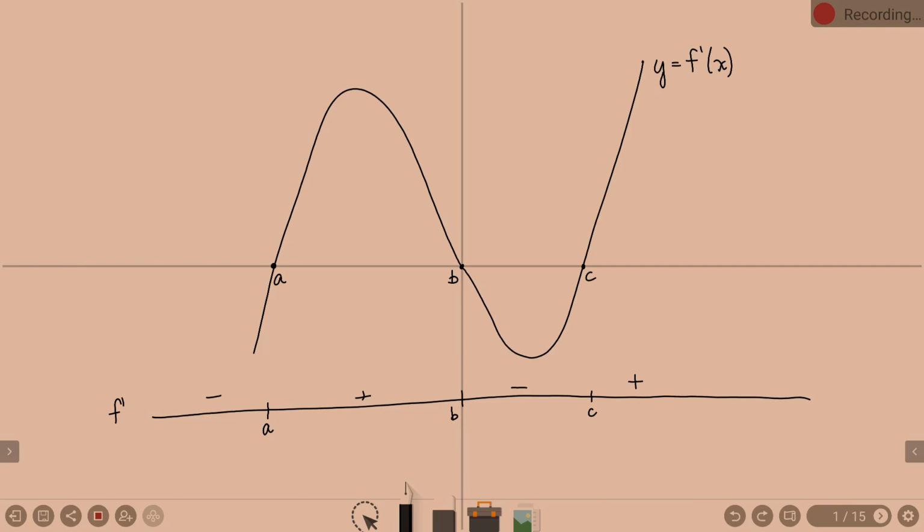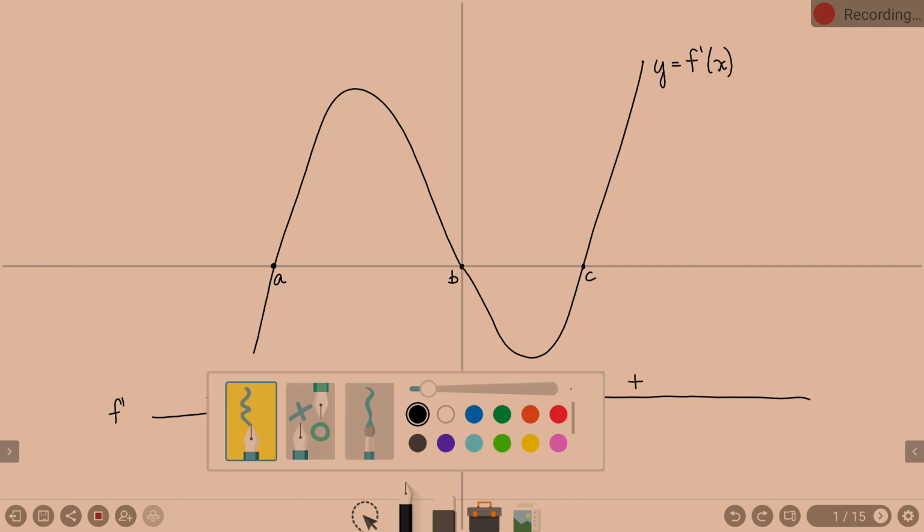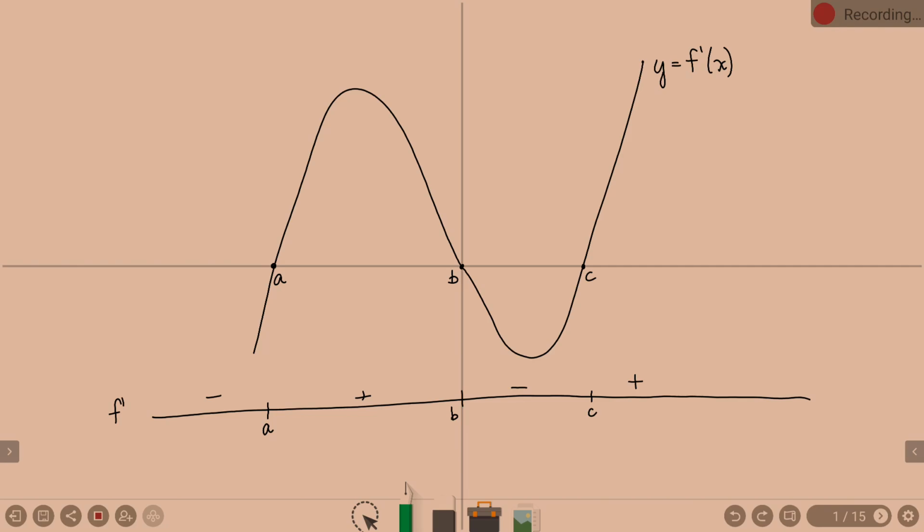Now, with that in mind, this is the derivative graph. And so I'm going to lead us towards, well, what does a negative derivative tell you in the original graph? It's going to be decreasing, yes? So we're going to decrease to the left of A, increase between A and B, decrease between B and C, and increase to the right of C. Does that make sense?